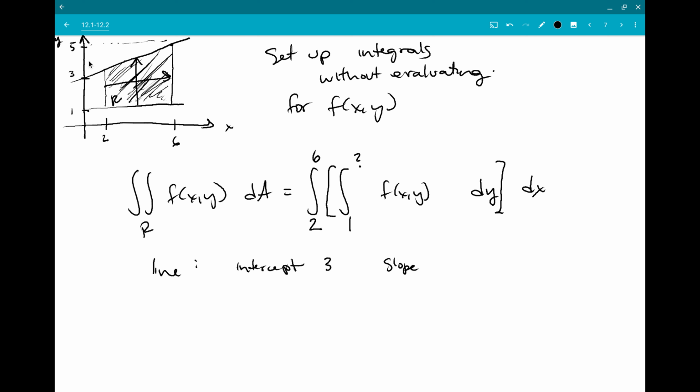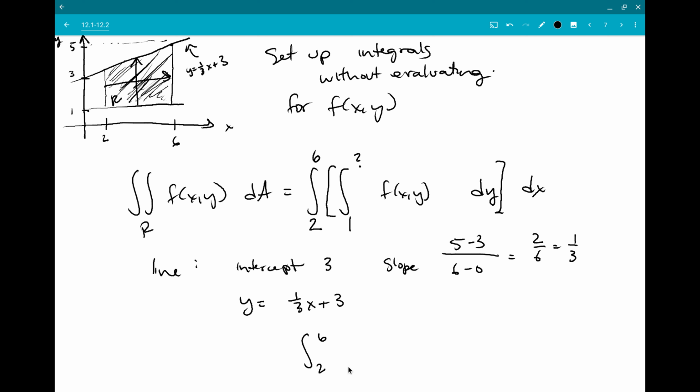So rise, 5 minus 3. Run, 6 minus 0. So y is equal to 1/3 x plus 3. That's this line right here. So my lower bound, y starts down at 1, but then it goes up to this line we just found, 1/3 x plus 3.